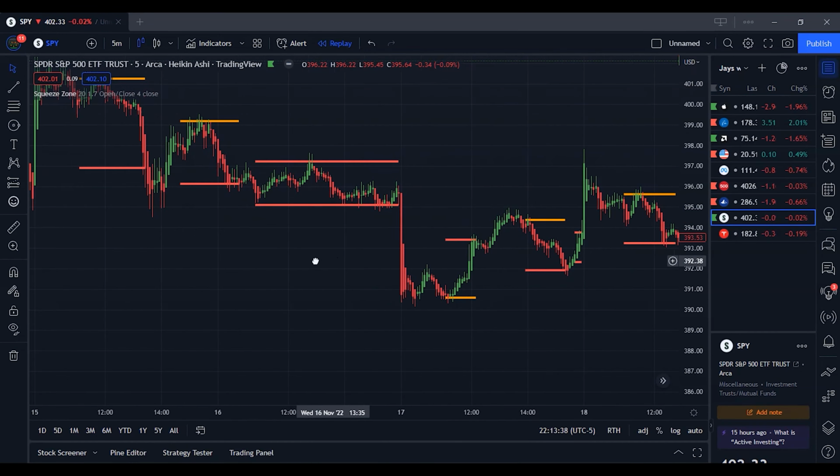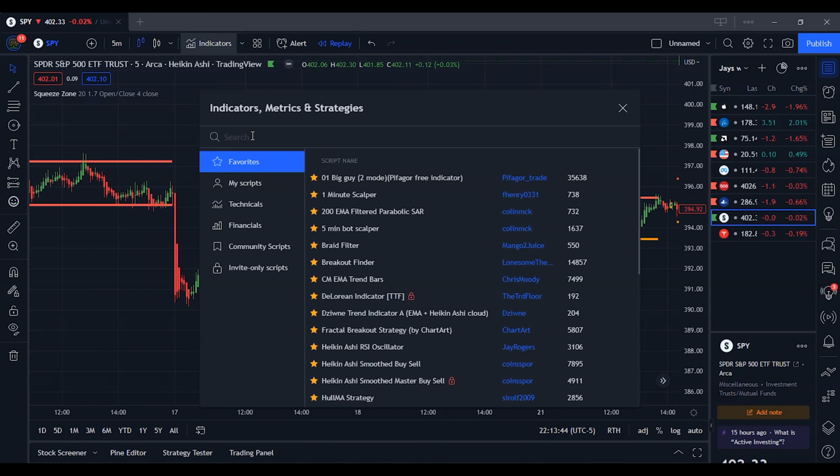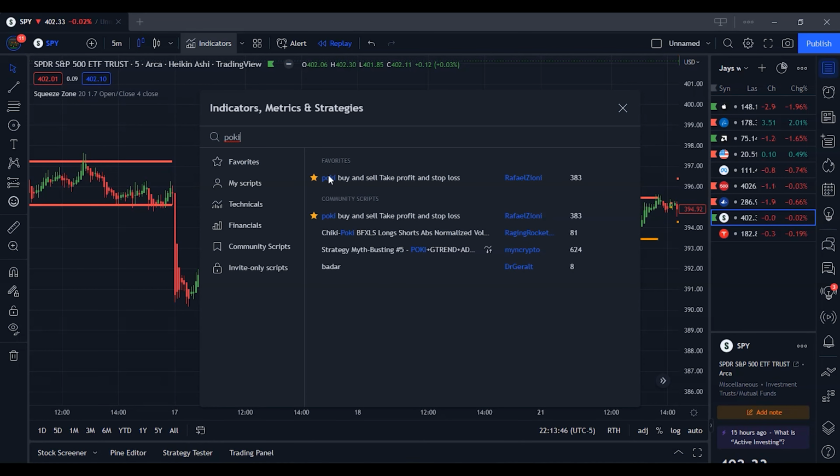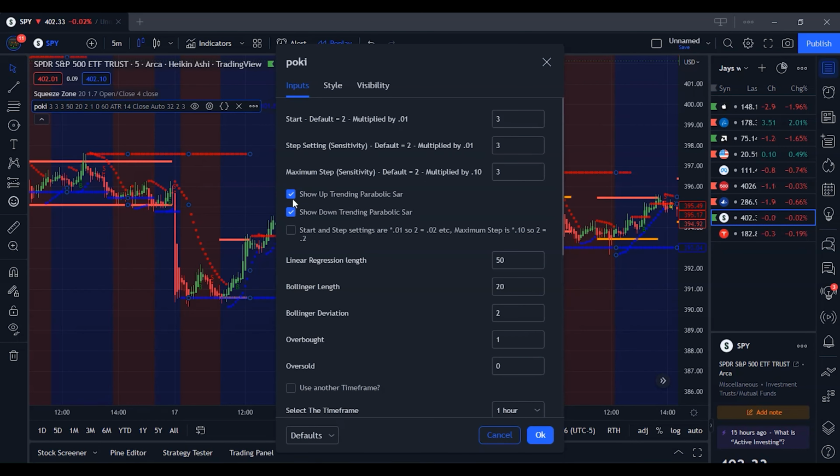So I'm going to add another one on top of it. It's going to be a buy and sell indicator. Let's go to the indicators portion up top here. Let's type in Pokey indicator, and we just really want to see, as an additional confluence to the squeeze zone indicator, if we can get a better idea of how to use this as a strategy.